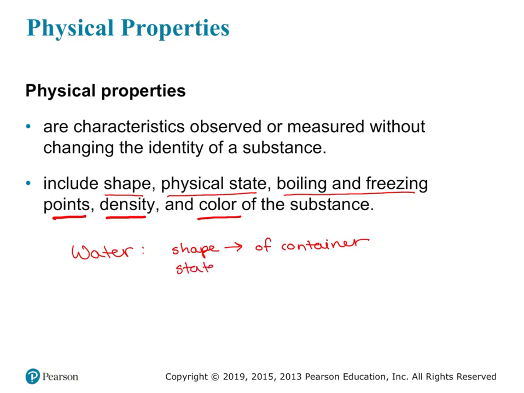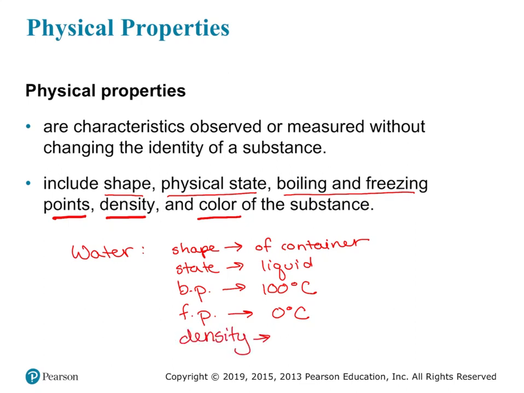Its state is a liquid. Its boiling point is 100 degrees Celsius, and that's always true for water, at least at sea level. We'll talk more about that later. And then the freezing point of water is 0 degrees Celsius, and that never changes, with some exceptions. And then the density of water, we said in a previous lecture, was 1 gram per milliliter. And then the color. Water is generally colorless. All right, so these are all physical properties of water.